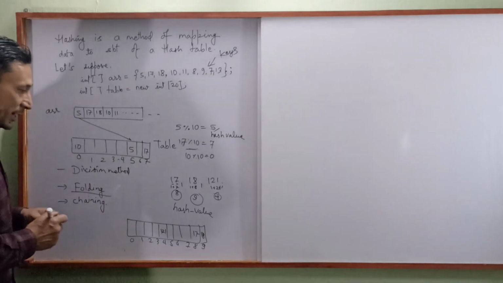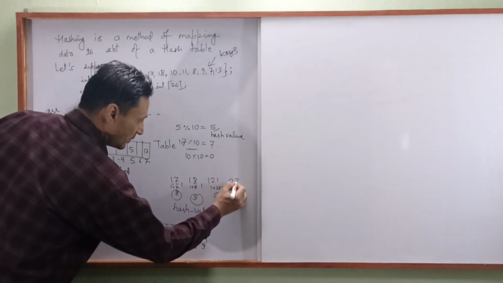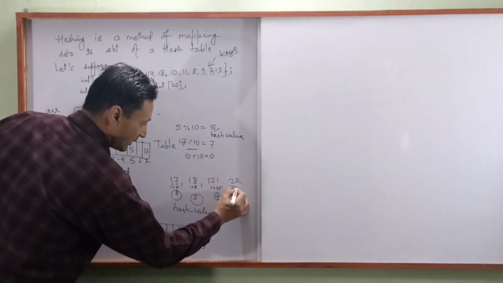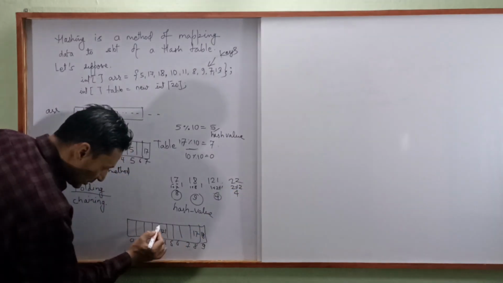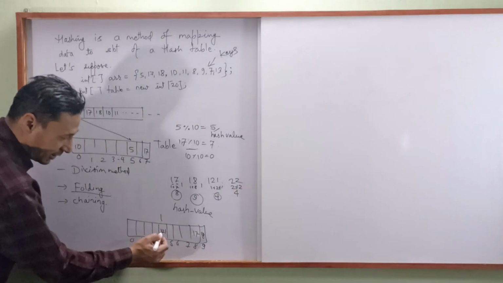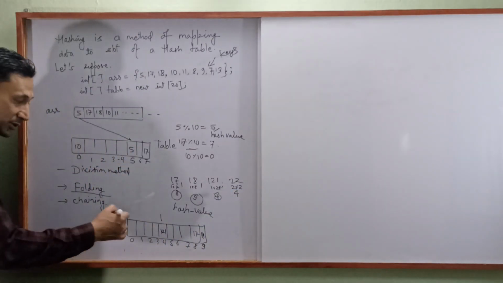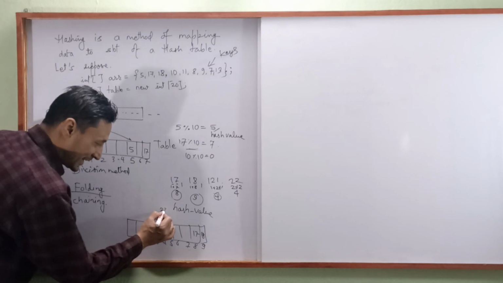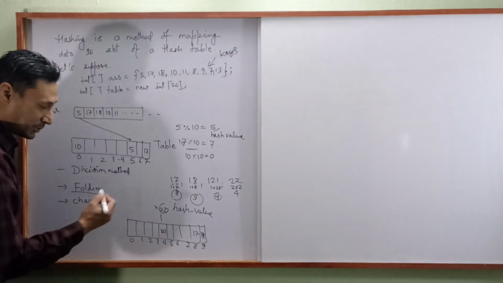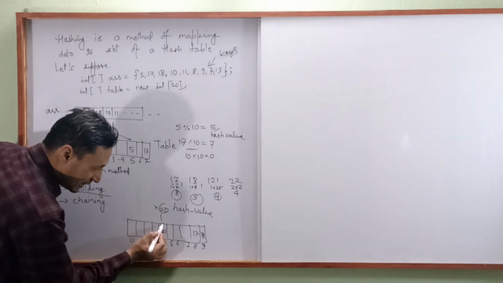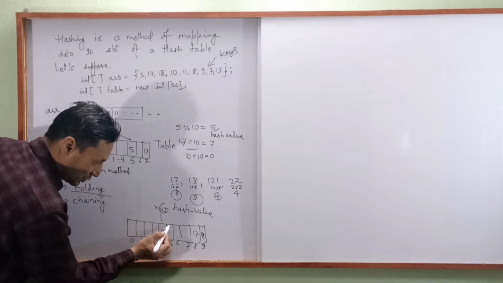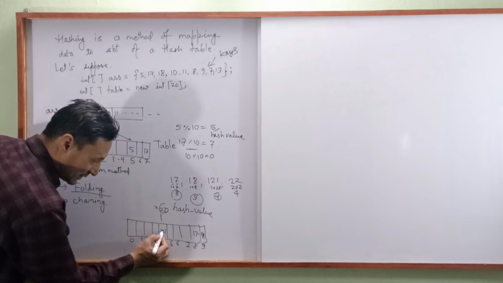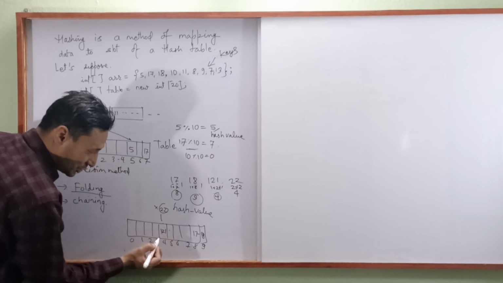But let's suppose we have another value like this, 22. This will also add up to 4. So this place has already been occupied by 121. Now we cannot store this 22 here. What we do is search for another empty position within the list. After this, we'll check whether this position is empty or not.